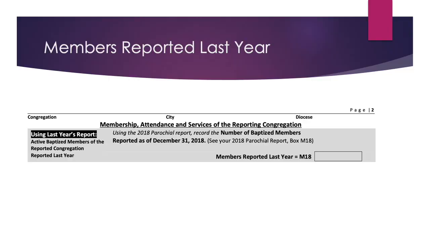So let's look at the parochial report itself. These are the different boxes, the way they show up on the report. The first thing, when you sign into your online parochial report, you'll see that they automatically show you and put into this box the members that you reported last year. Whoever filled out your report, it'll just magically appear in box M18. And so you know the benchmark that you are working from for this year's report.